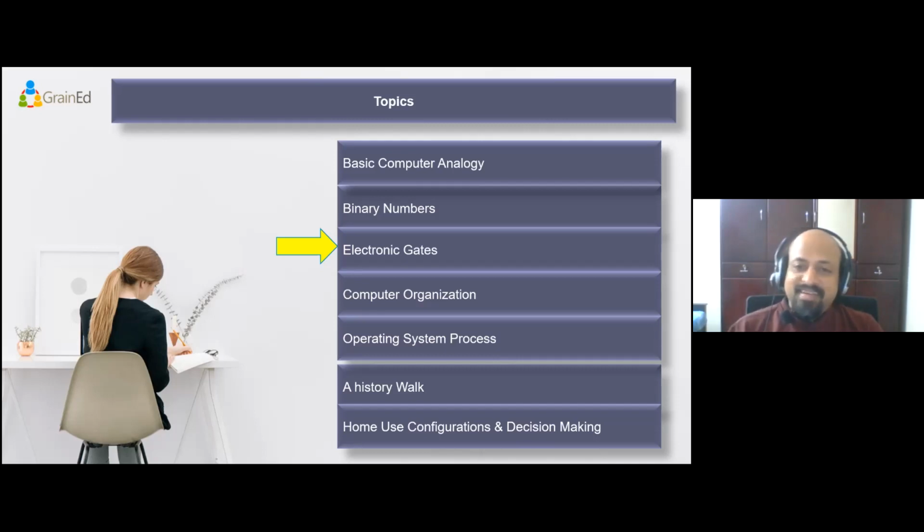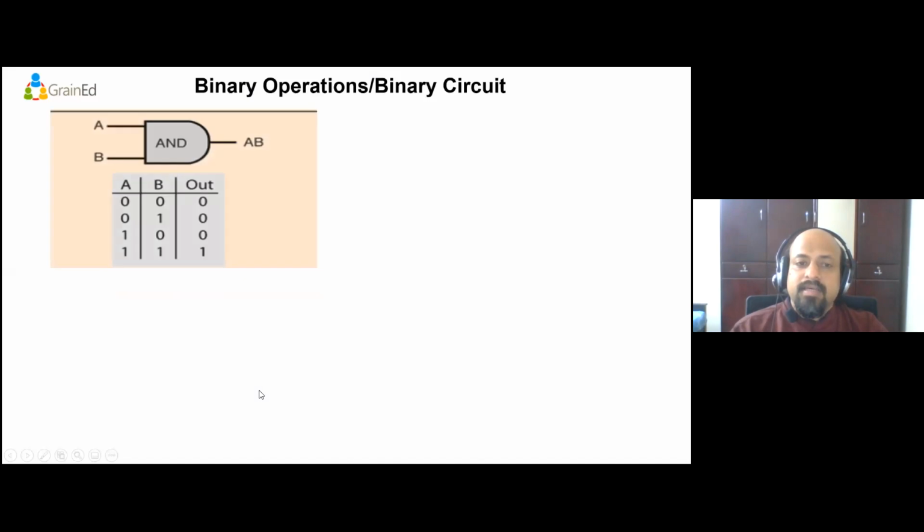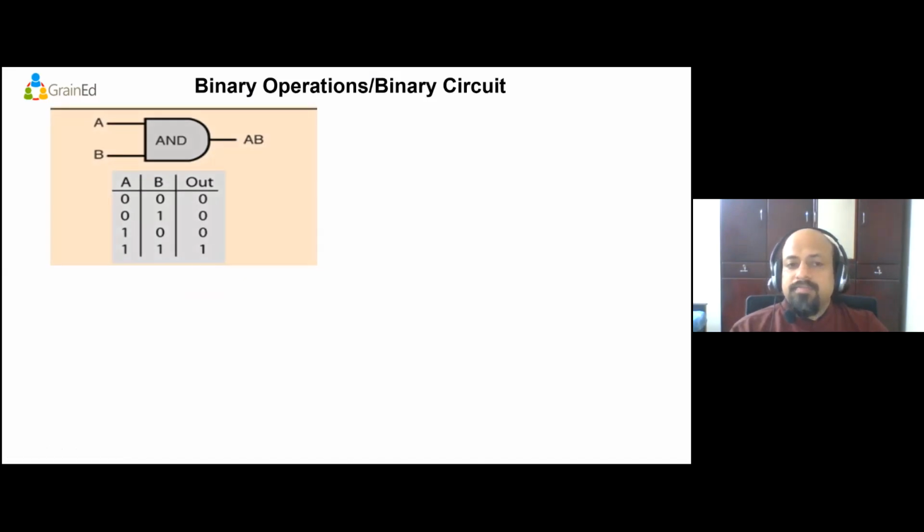Now, electronic gates are the building blocks of a computer, right? Or chips, what you call chips, memory chip, or that chip, this chip, it's all electronic gates. All these are electronic gates, okay? And electronic gates work on the fundamentals of binary numbers, okay? So before that, where is it? This is one electronic gate.